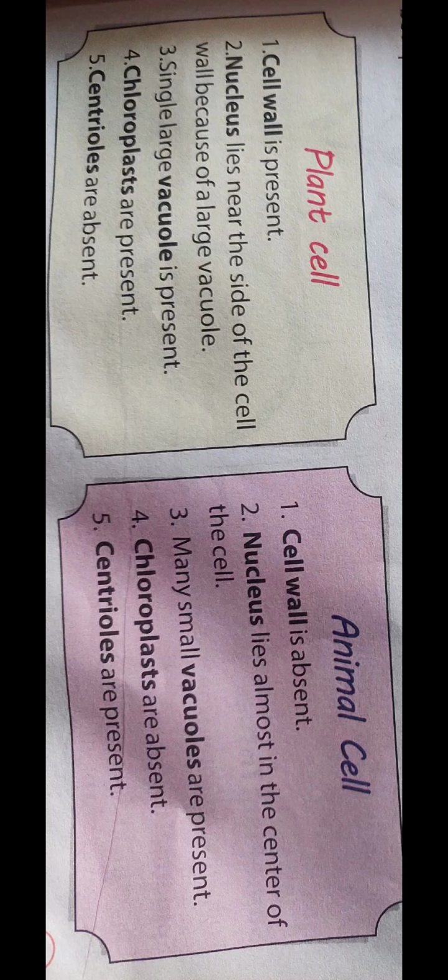Then the most important part which the animal cell lacks is the chloroplast, but the plant cell has chloroplasts. The fifth and last important structure is the centriole. It is absent in the plant cell and present in the animal cell. So that's all about the similarities and the differences between the animal cell and the plant cell.